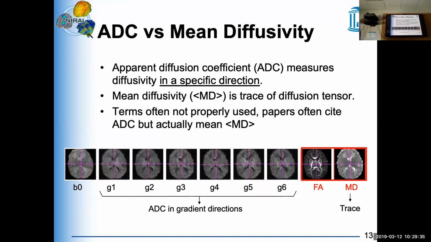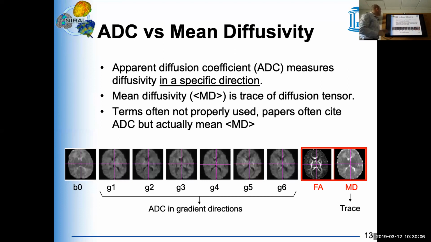I plug this one in here because you'll still see in the field, particularly in older papers, a misnomer where people use the word ADC, or apparent diffusion coefficient, to mean mean diffusivity. That's not the same. An ADC, and you see that often used correctly too, really is just the diffusivity across one specific direction.